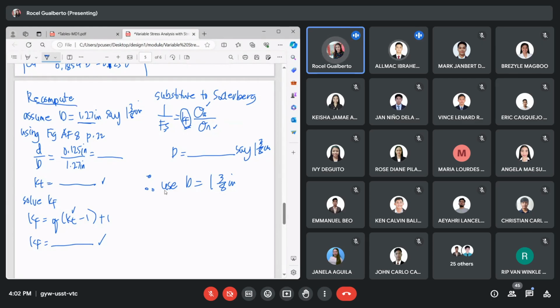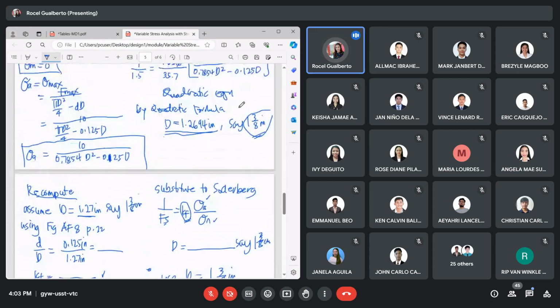Yes po. Ang tangi lang pong nababago pag nagre-recompute ay yung Kf, kasi nag-assume ka ng bagong diameter. So, Kf po ang mababago doon. Kaya lang, isa-substitute mo ulit sa Soderberg equation.